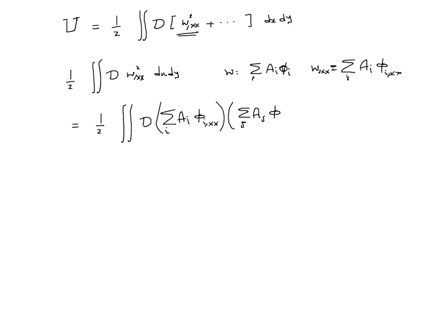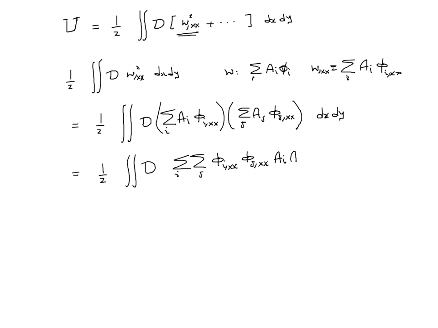Somebody might ask, why do we do this? And the reason we do this is that you are not allowed to have a summation index repeating twice in an expression. Then you will get yourself confused, nothing more, nothing less. Okay, the multiplication of two sums can be turned into a double sum of the multiplication of the summands. So we can easily write this as 1/2 integration of a double sum. Or if you want to be more precise, you can write it as summation over i, summation over j, phi_i,xx, phi_j,xx, a_i a_j, dx dy.